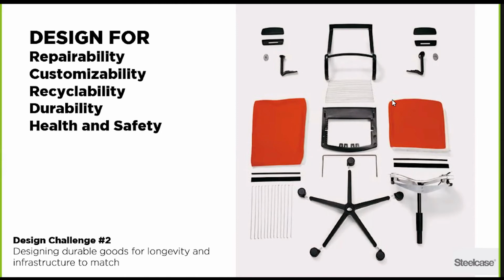So how do we design these goods to be long lasting? How do we design them to be durable, to be recyclable, customizable, and safe to use? One of my favorite examples is this steel case office chair. It's not perfect, but it's pretty cool. So this office chair is designed so that you can take it apart with a simple tool. All the different components can be separated and therefore recycled and dealt with properly.